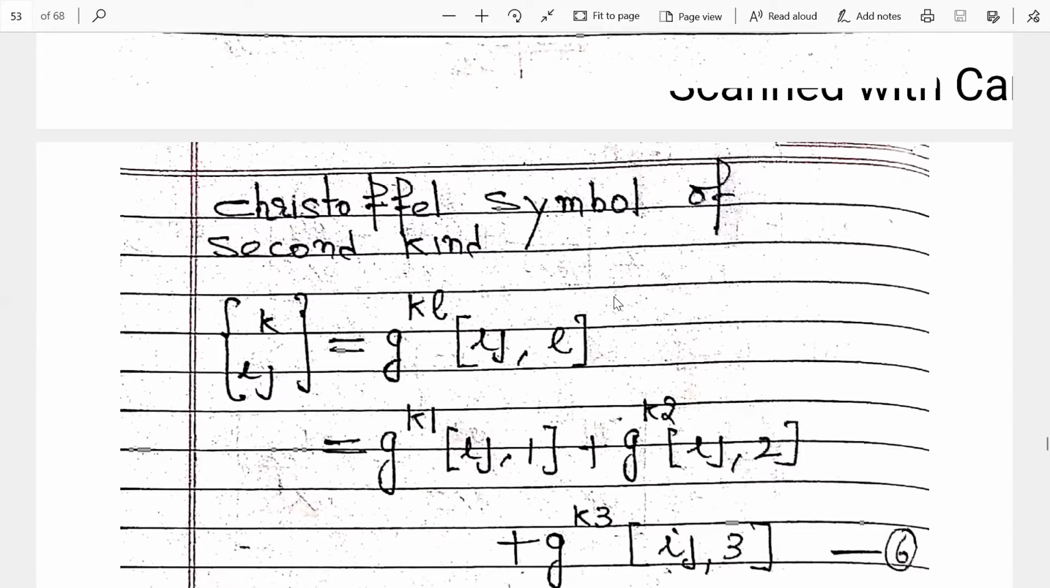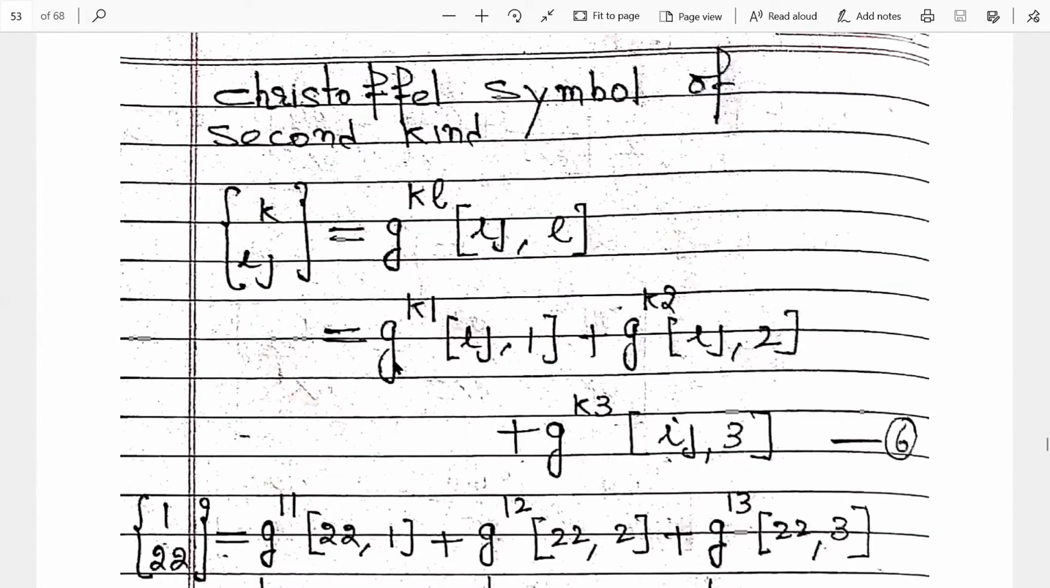Similarly, i is running from 1 to 3. Similarly, j is running from 1 to 3. But in a particular case, when i, j, k are fixed, l is running from 1 to 3. So this will become g^k1 [ij,1] + g^k2 [ij,2] + g^k3 [ij,3]. This is equation number 6.